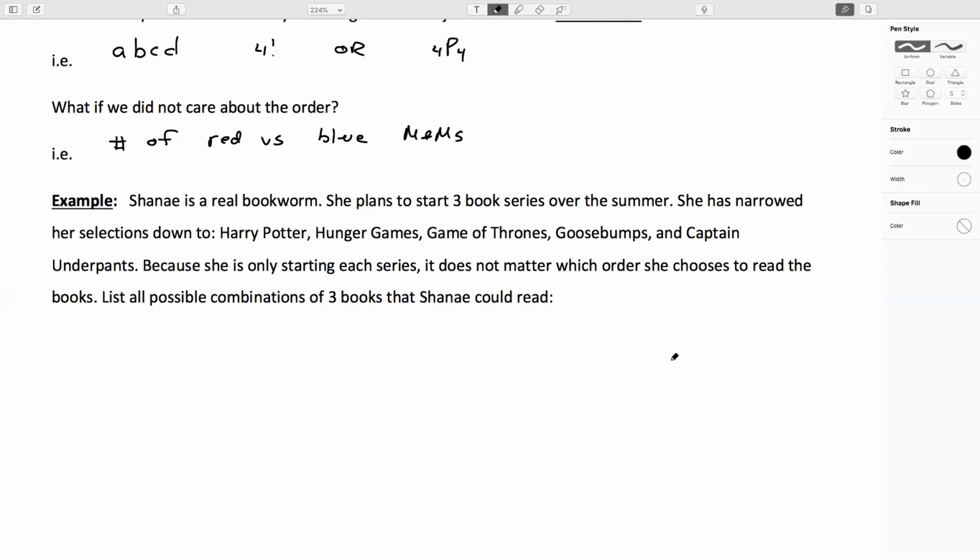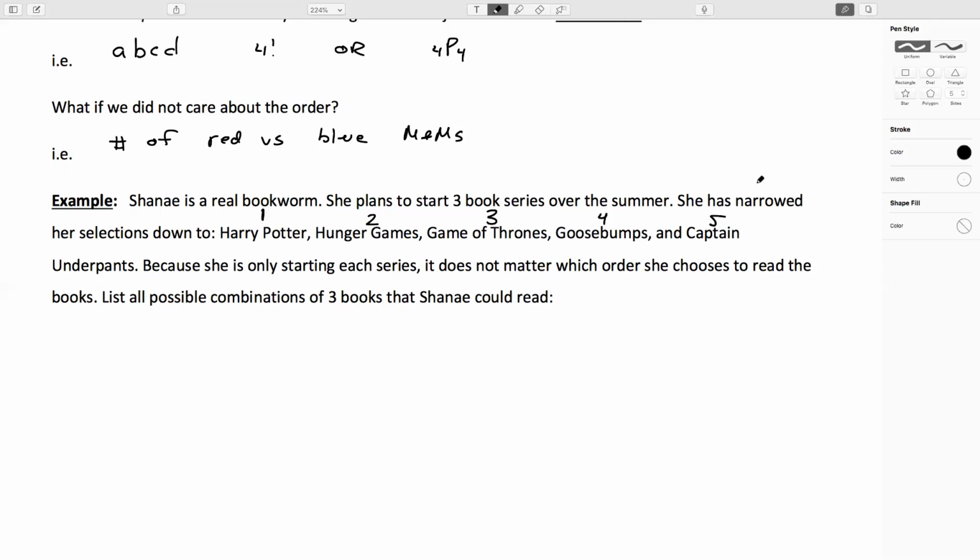List all possible combinations of 3 books that Shanae can read. Basically, she's going to choose to start 3 book series. It doesn't matter when she starts them; she just wants to choose 3 of them. We need to figure out how many different combinations she could make. Instead of writing all these out, I'm going to assign a number to each book. Harry Potter we can call book 1, Hunger Games 2, Game of Thrones 3, Goosebumps 4, and Captain Underpants 5.